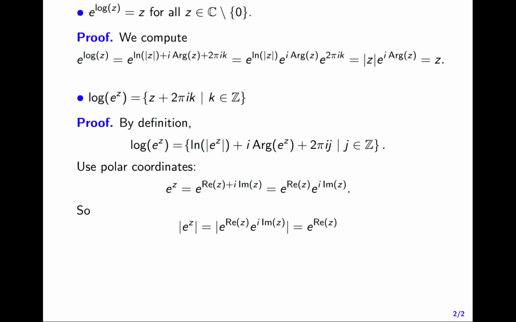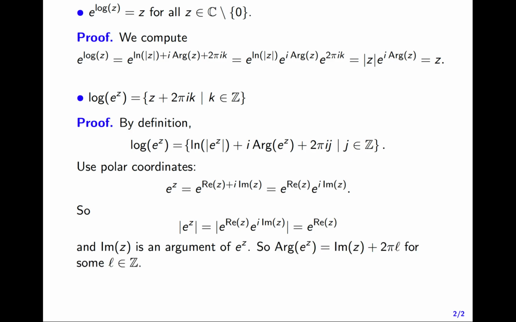So what do I see in my line above? e to the z is really modulus of e to the z times e to the i times the imaginary part of z. And this means that the imaginary part of z is an argument of e to the z. Maybe the imaginary part of z is not the principal argument of e to the z. I mean, the imaginary part of z could be minus 20 or 50, and it wouldn't lie in the interval minus pi to pi. But this does tell us that the principal argument of e to the z is equal to the imaginary part of z plus 2 times pi times l for some integer l, because any two values of the argument always differ by an integer multiple of 2 pi.